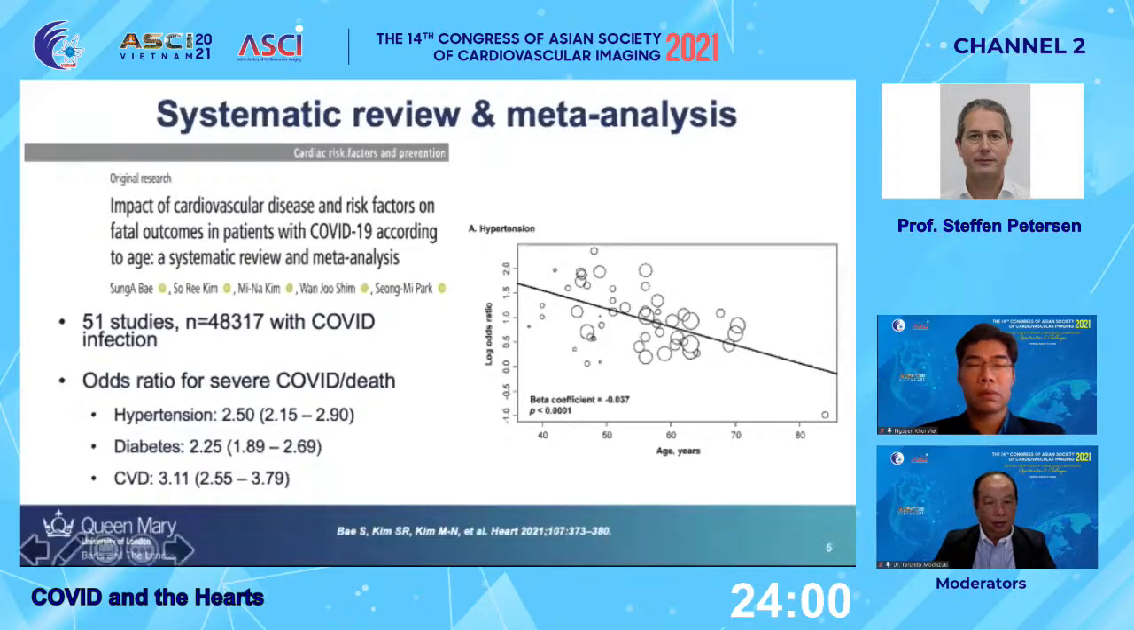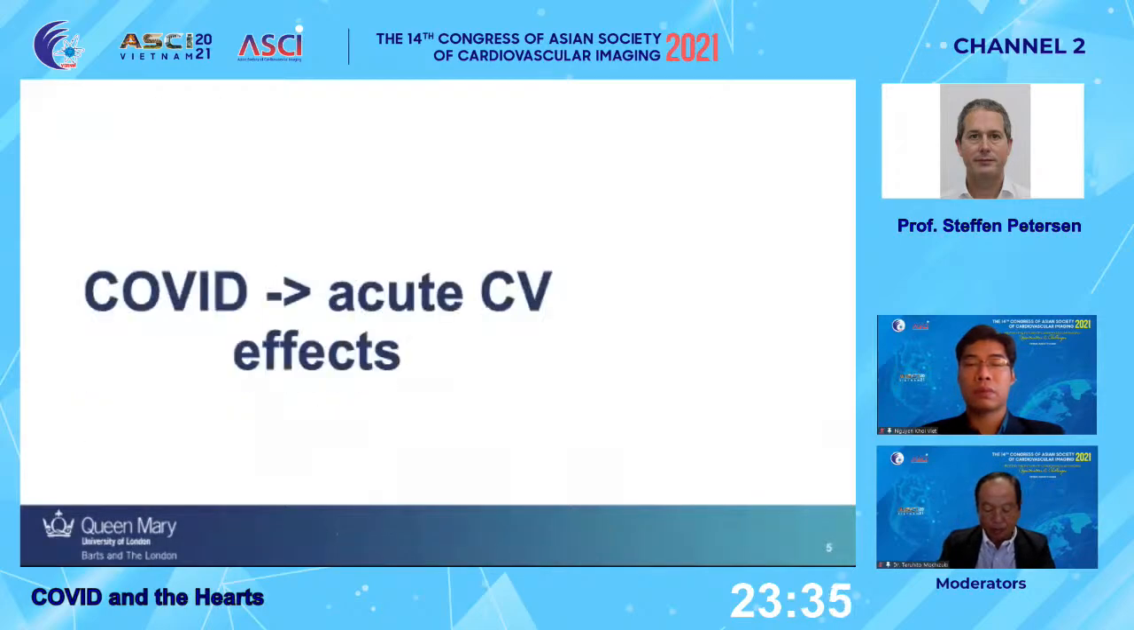Despite lower prevalence of the exposures hypertension, diabetes, and cardiovascular disease at younger age, the figure shows here for hypertension that the effect of hypertension on severe COVID and death as an outcome was higher in the younger population. This was replicated also for diabetes and cardiovascular disease in this meta-regression. There was also evidence of cardiovascular involvement during the acute phase of the illness.